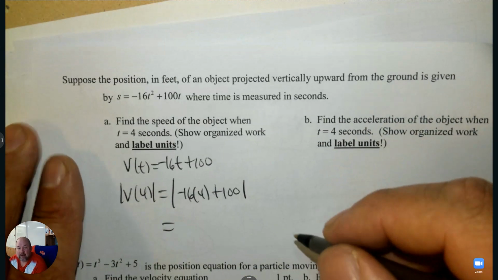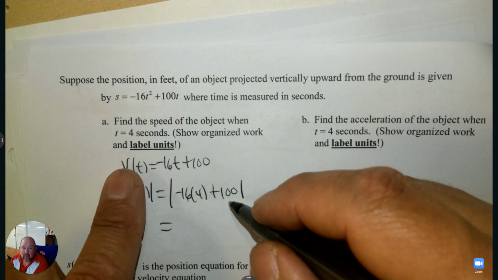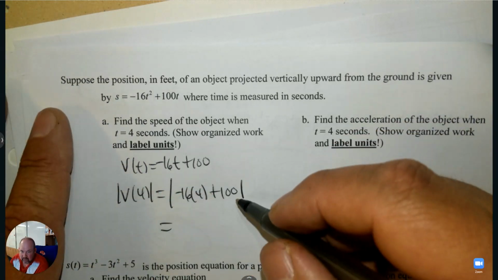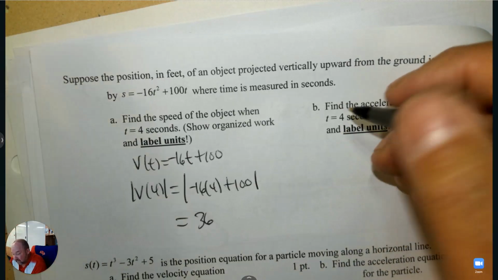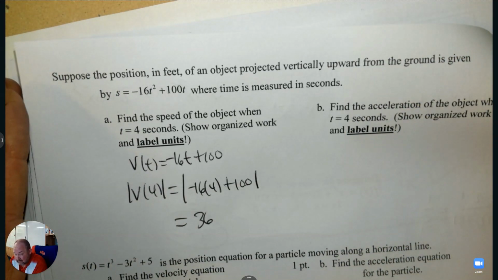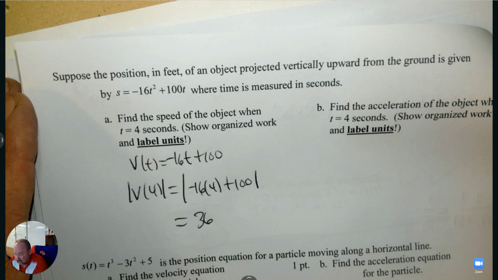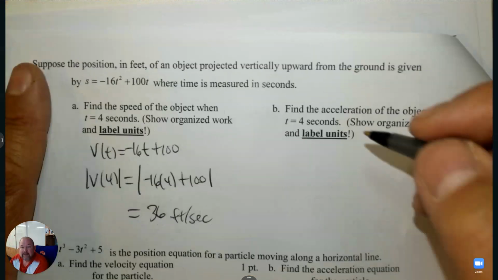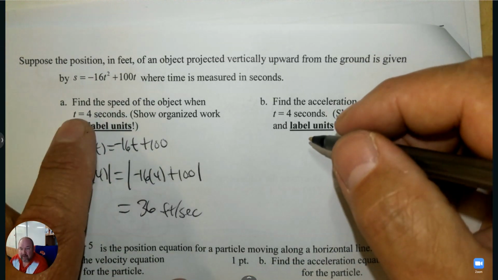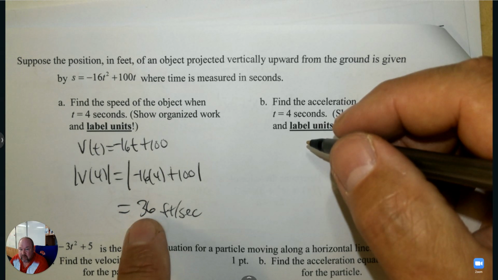Now, in this case, when I plug in 4, the answer is already positive. So that's okay. It's 100 take away 64. And that's 36. And then the units would be in seconds and feet. So it's feet per second. So at 4 seconds, the speed of the object is 36 feet per second.